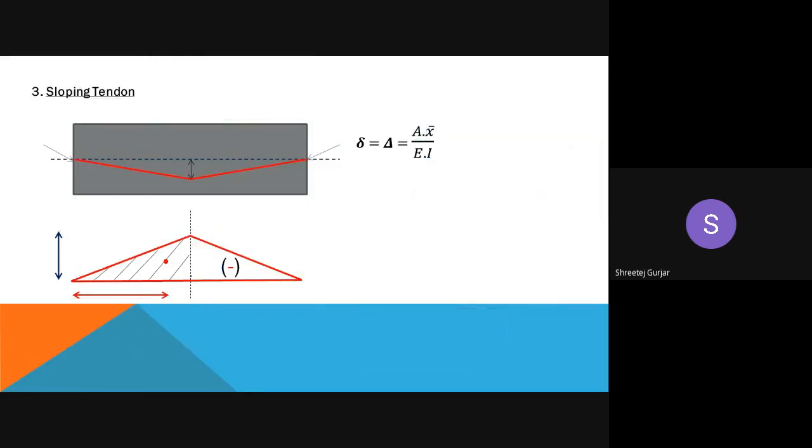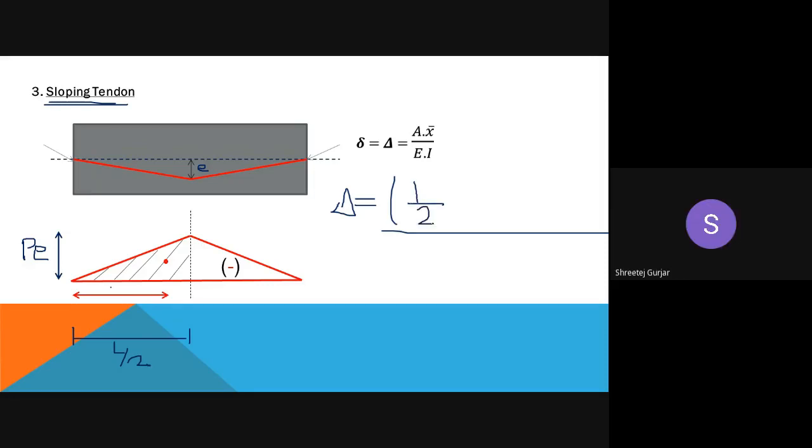Next, moving on. When you have a sloping tendon or a harped tendon, single harped tendon, this is E, this is P into E, and the total length is L by 2. Now you have to tell me delta. What is the area? Half base into height. What is base and what is height? L by 2 into PE. Correct, so this is your area.